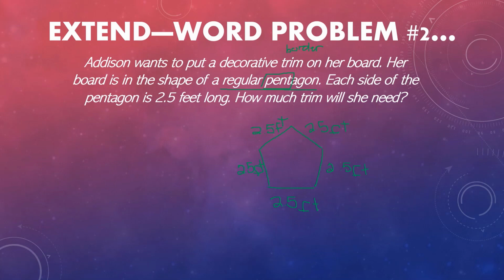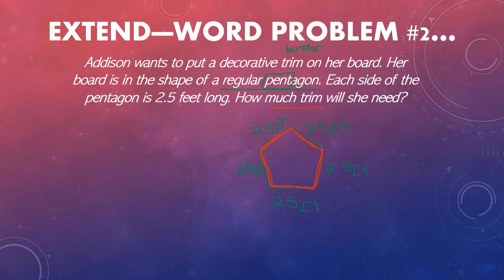Now it's asking how much trim will she need. This question did not spell out exactly if they're asking for perimeter, area, or volume. But by knowing what the trim is will help us to figure out if this is a perimeter or area or volume. So what a trim is, it is a border that goes around a board. I know that this is a perimeter problem.